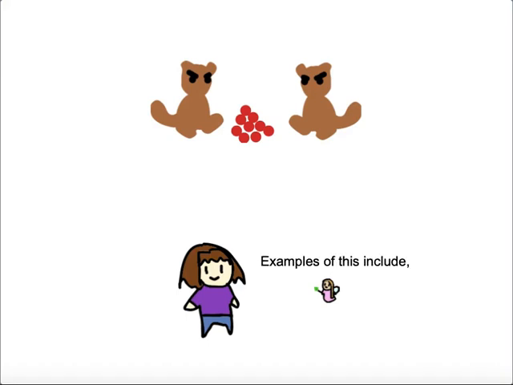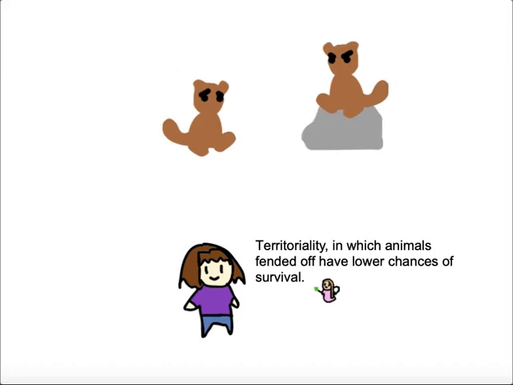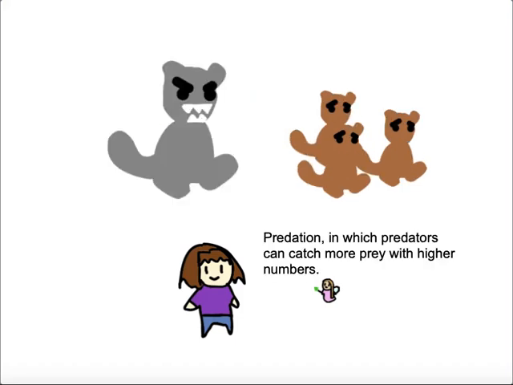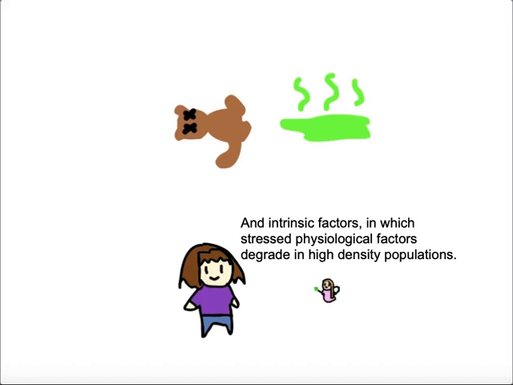Examples of this include competition, in which an increasing population fights for fewer resources; territoriality, in which animals fended off have lower chances of survival; disease, in which transmission and contagion is easier in higher densities; predation, in which predators can catch more prey with higher numbers; toxic waste, in which byproducts made by bacteria can poison the organism; and intrinsic factors, in which stressed physiological factors degrade in high-density populations.